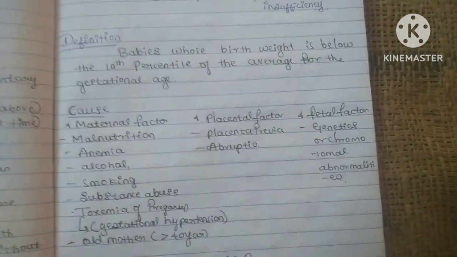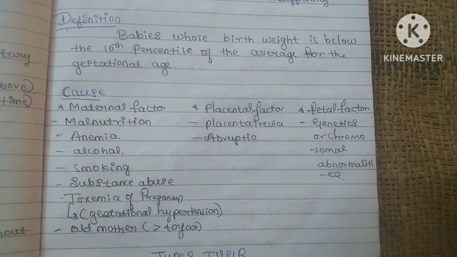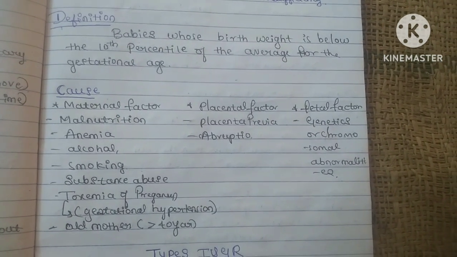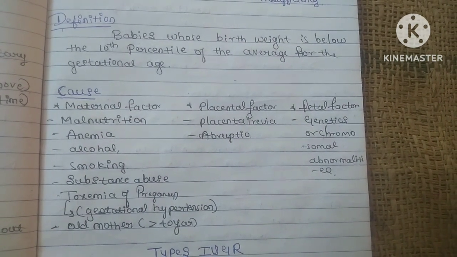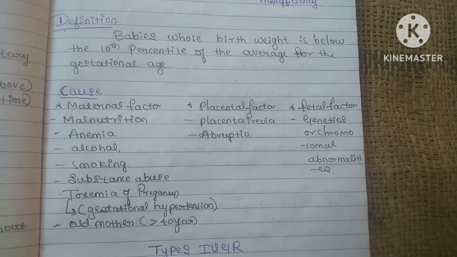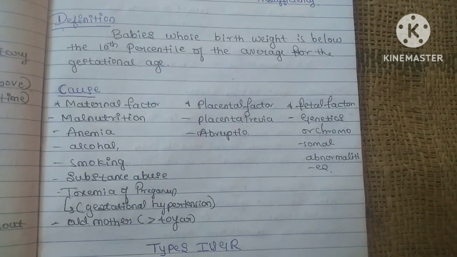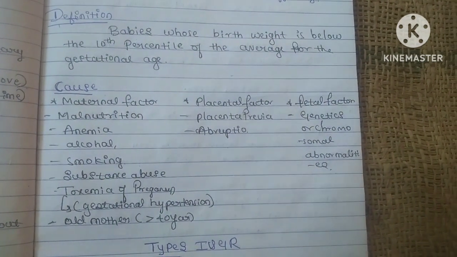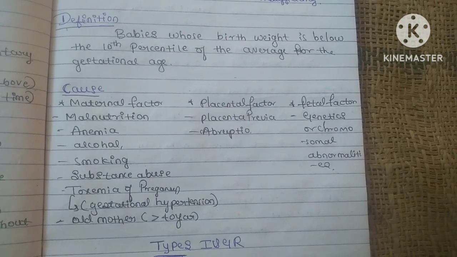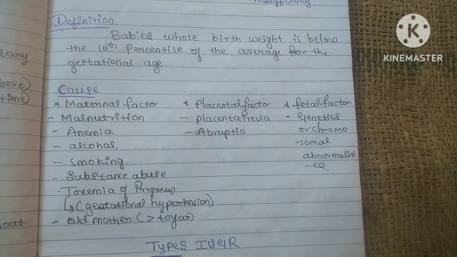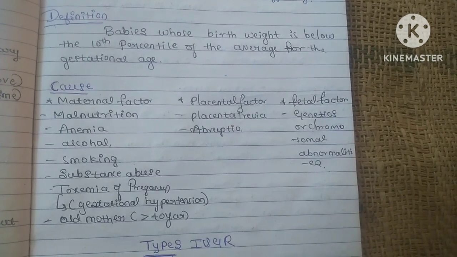Next is the cause. There are three causes: maternal factor, placental factor, and fetal factor. The maternal factors are malnutrition, anemia, alcohol, smoking, substance abuse, toxemia of pregnancy, and gestational hypertension. What is toxemia of pregnancy? The mother has hypertension during the gestational age. An older mother, above 40 years, is also affected by intrauterine growth retardation.